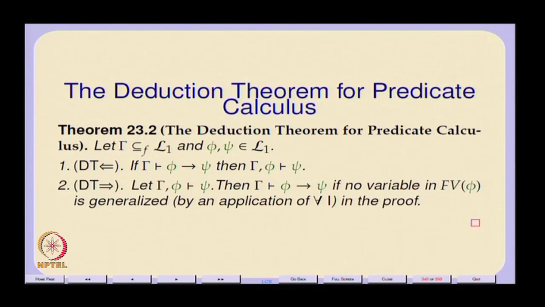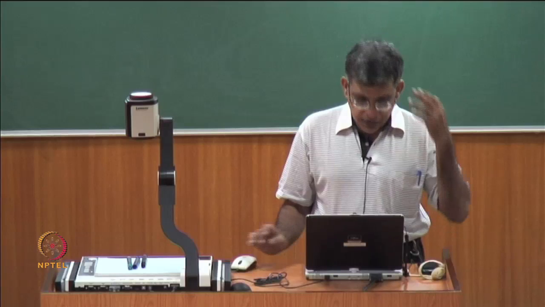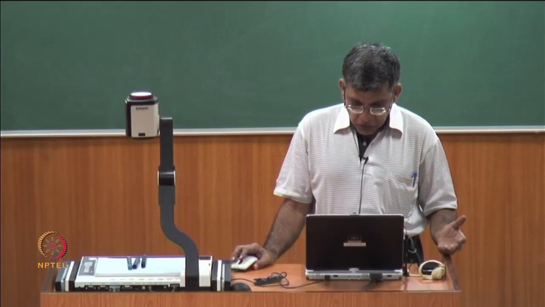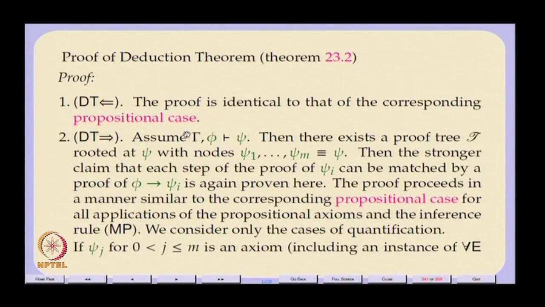So we are not going to go through the entire proof because for most of the cases like the axioms, for example, the proof is exactly as in the propositional case, right? So let's just worry about the quantifiers and so on. Supposing your proof actually has some M formulae, M nodes. It's a proof tree with M nodes. The last one being the formula psi, which is to be proven from the assumptions gamma and phi.